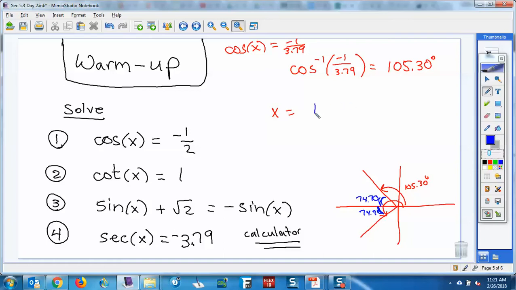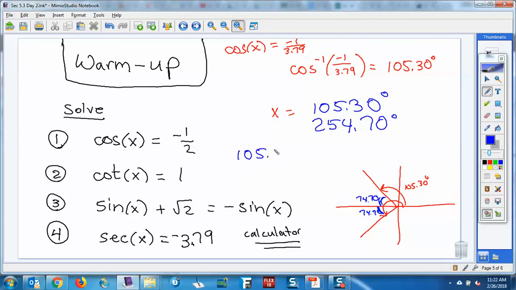Okay, so my answers are 105.30, and what's 180 plus that? 254.70 would be my two answers. Okay, so a little bit of extra work there. When you get a cosine answer on your calculator, you've got to find that reference angle to help you get the third quadrant one.